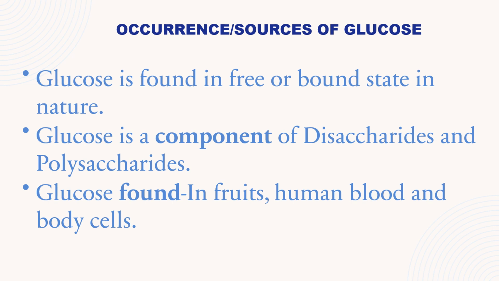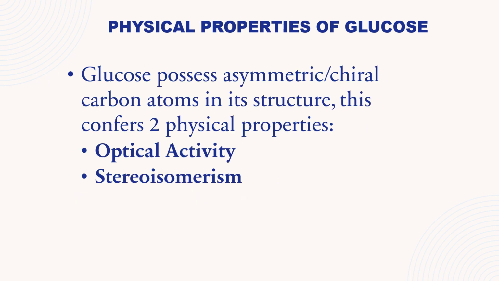Occurrence and sources of glucose. Glucose is found in free or bound state in nature. Glucose is a component of disaccharides and polysaccharides. Glucose is found in fruits, human blood and body cells.